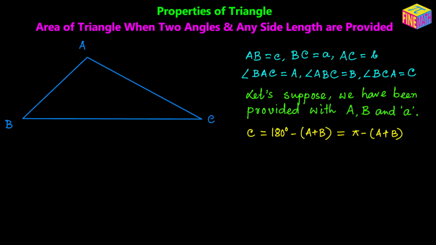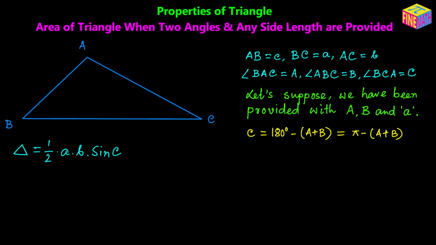Now from the first video on the area of triangle, we know that when two sides and the included angle are provided, then the area formula for the triangle would be something like this. If we are provided with the two sides a and b and the angle C, which is the included angle, then the formula for the area of this triangle would be half times a times b times sine of C. Now in this case we have been provided with two angles and one side. We have not been provided with two sides, so we have to do a little bit of trick here, and I'm going to show you what to do.